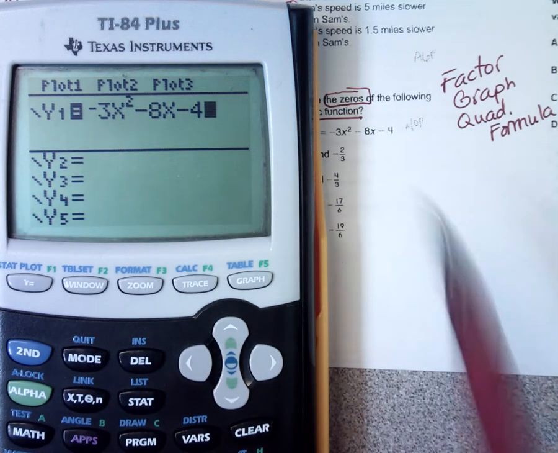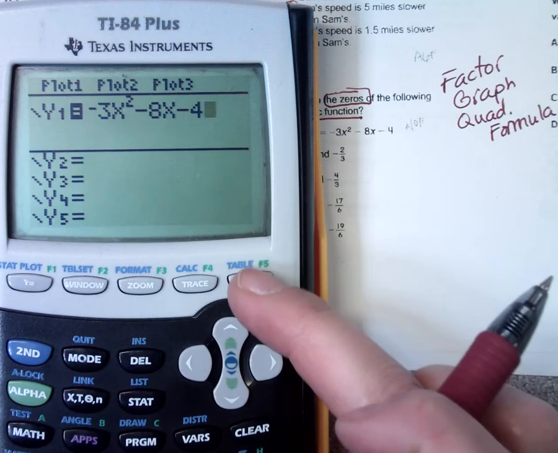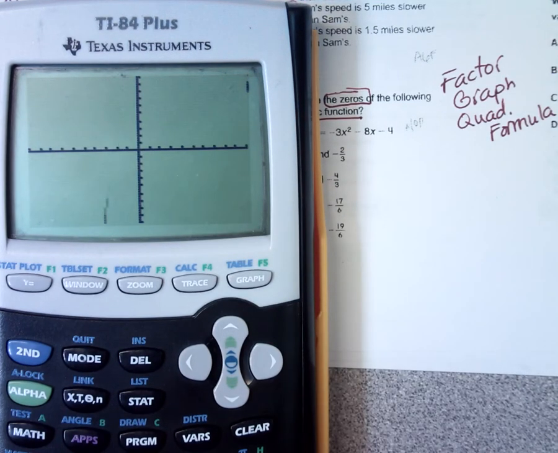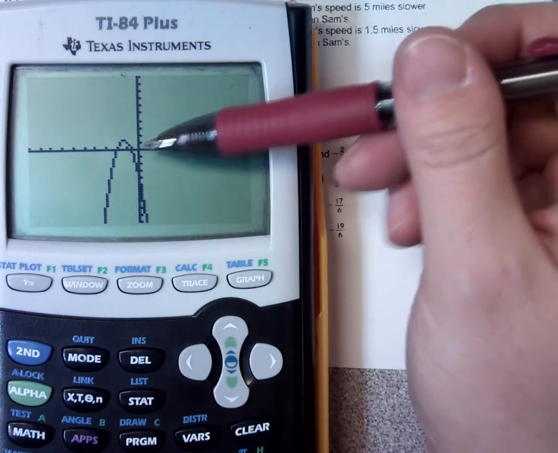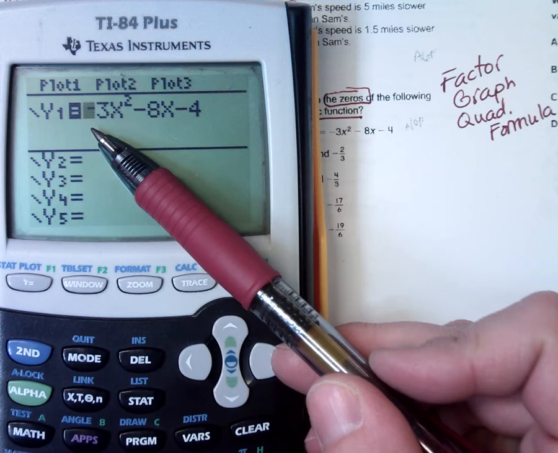So I just go to my y equals and I type it in. You just need to make sure it does say equals 0 or equals y before you plug it in there. And then I'm just going to hit graph. And wherever it touches the x-axis, those will be the answers. Now, yours didn't look, did you have a negative 3x squared?